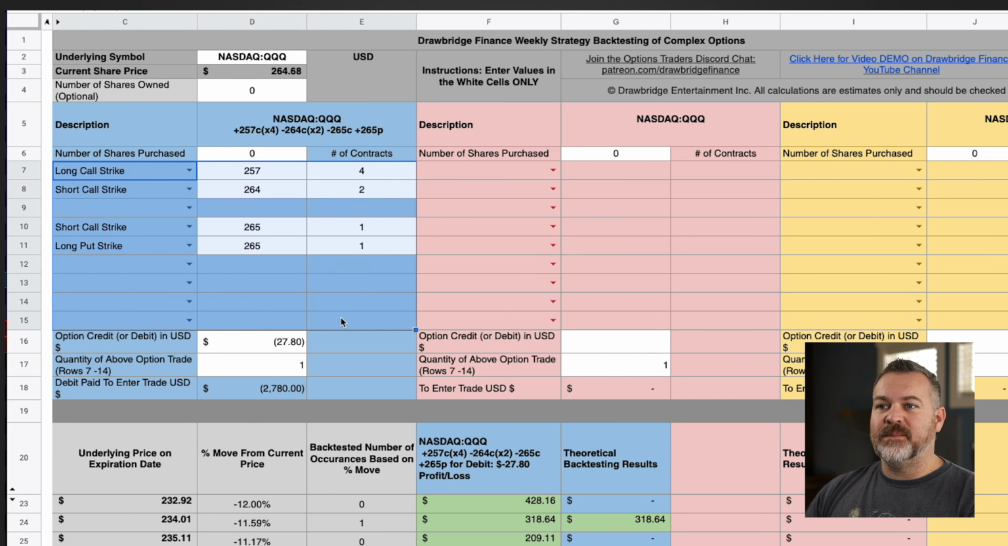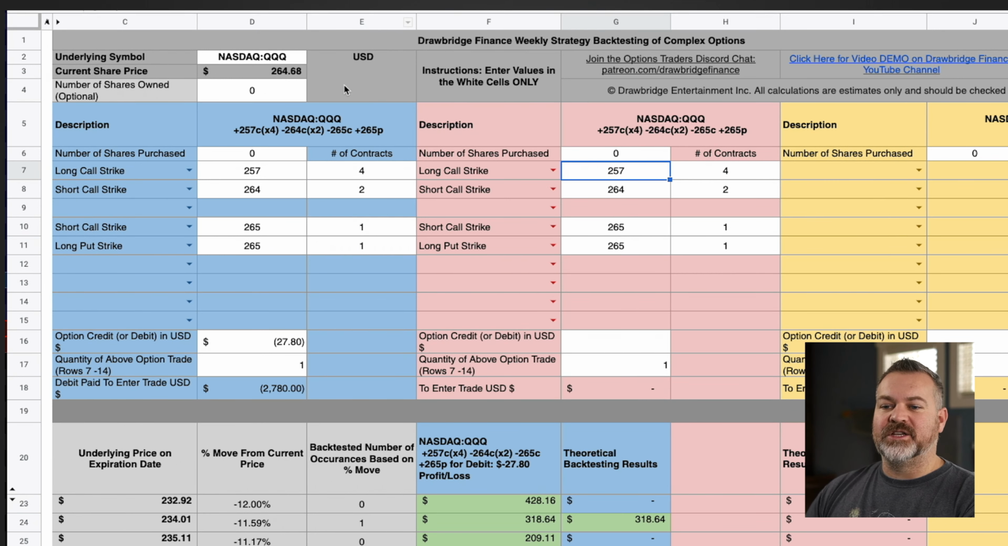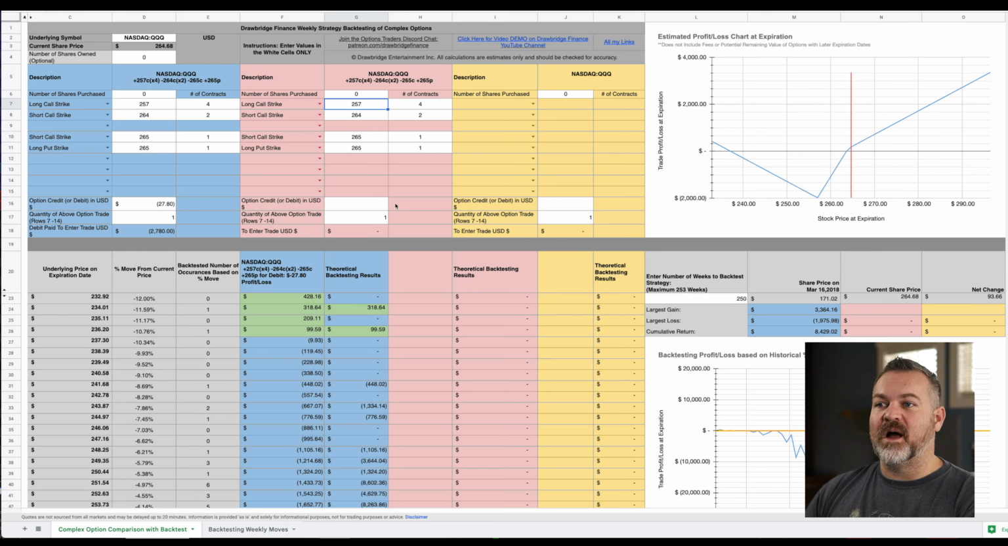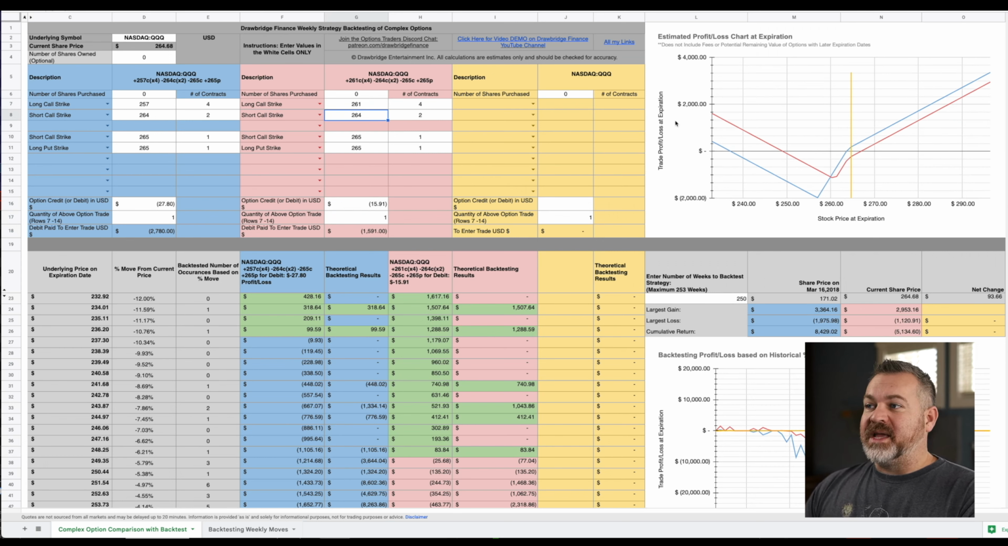I'm going to just copy and paste this strategy over into this side, and I'm going to change this 257 to a 261, and I'm going to change the net debit to 1591. So we're going to have a net debit of 1591, and this one is going to be 261. Again, we can see the comparison over here. And the interesting thing about this is that the so-called valley of death is smaller. We have a smaller risk on a weekly basis, and there's greater potential of profits.